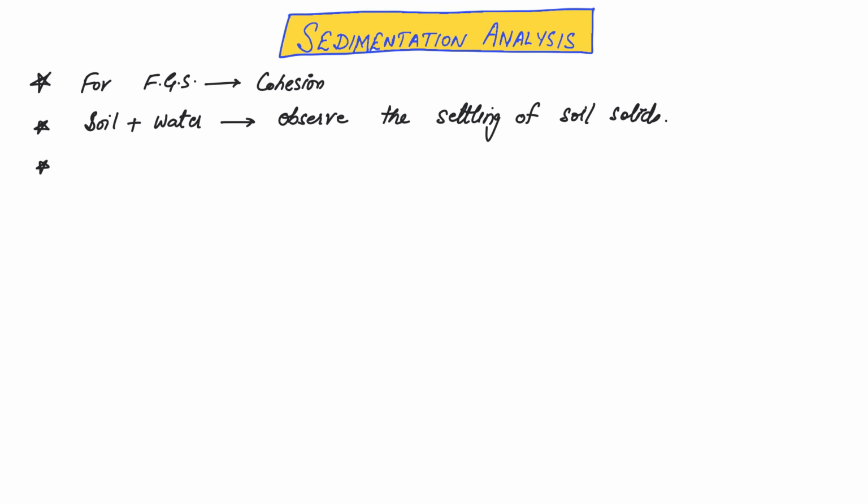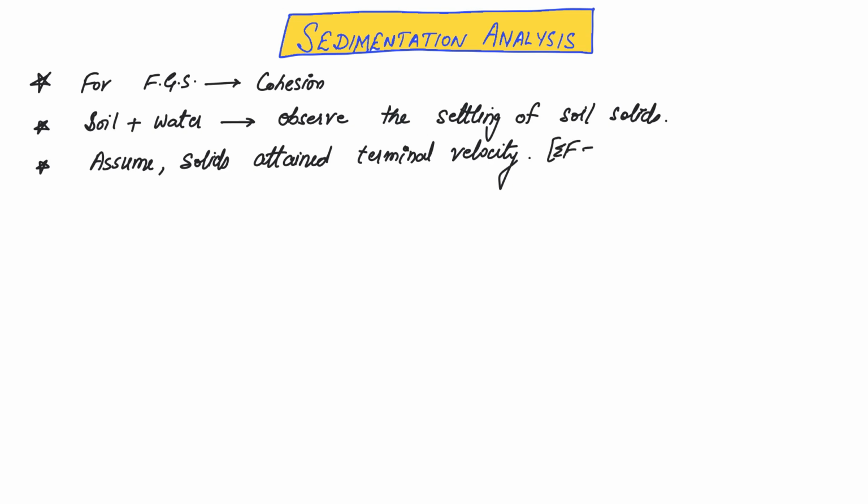And here we assume that solids attain terminal velocity. And what is the terminal velocity? Terminal velocity is the constant velocity with which the particles will settle down in the downward direction in water or a fluid when the forces acting on it are balanced. That means during the terminal velocity, the net force on the solids that are settling in the fluid is equal to 0.